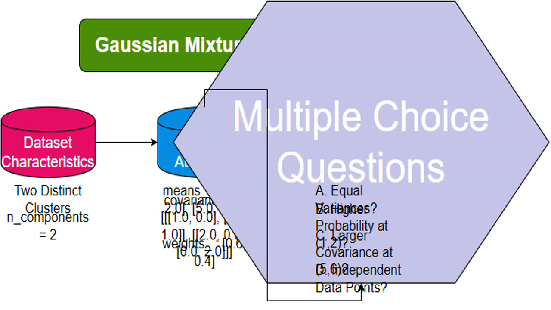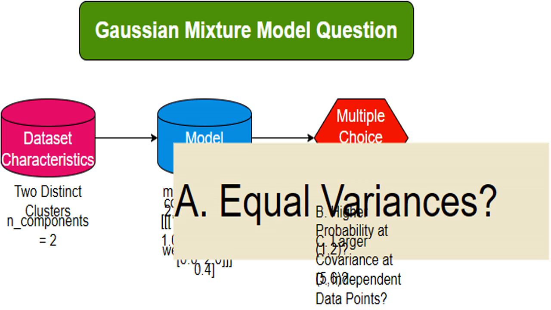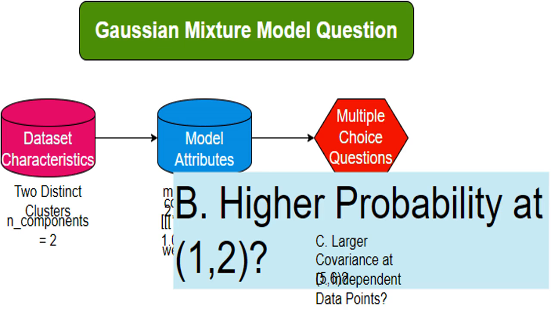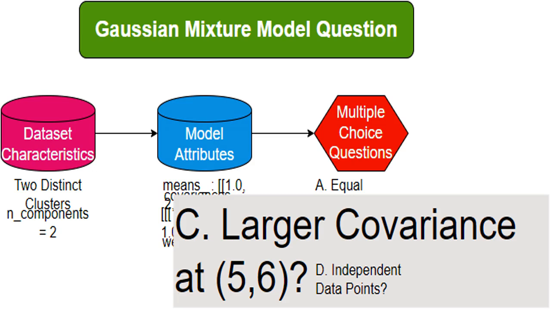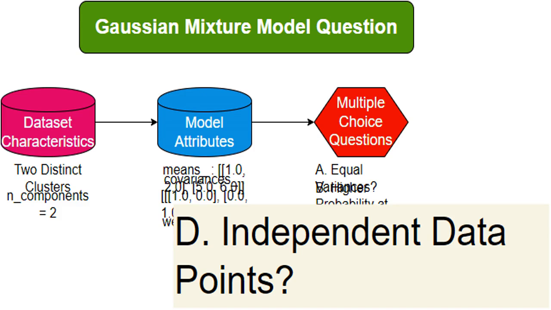I need to evaluate each statement based on the model attributes. I examine if the variances, spread, within each cluster are the same. I'll check if the cluster centered at 1, 2, has a higher probability, weight, than the cluster at 5, 6. I'll compare the covariance matrices to see if the cluster at 5, 6, has a larger spread, covariance. This checks if my model assumes that data points within each cluster are independent of each other. That's a pretty standard assumption for Gaussian mixtures.